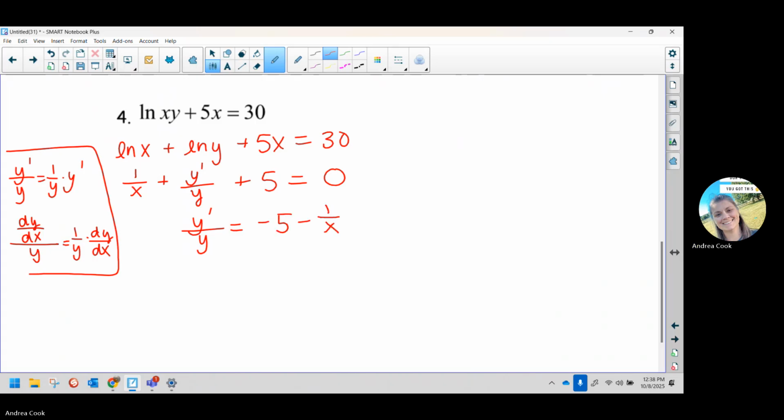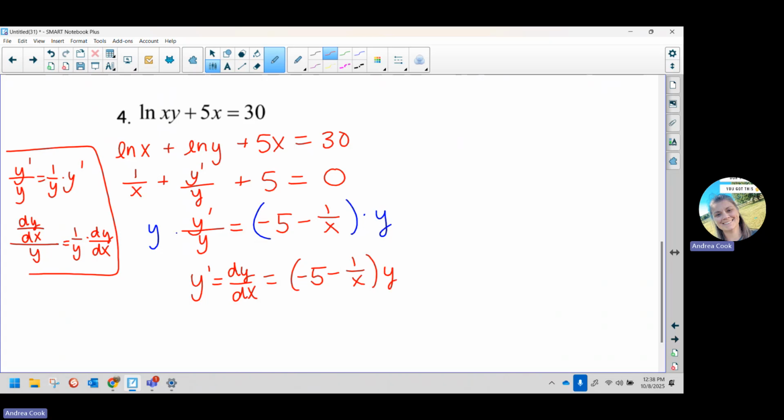Then I have to multiply by y, so this whole side gets multiplied by y. Y prime, which is also dy over dx, is equal to -5 minus 1 over x y. Can we distribute that y? Yes. Do you have to distribute the y? No. But it could be written like that as an answer.